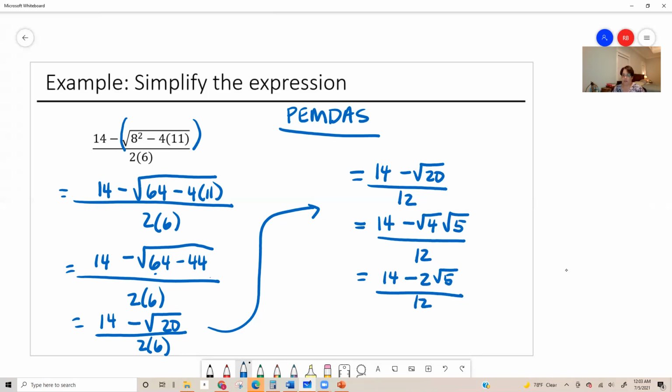All right, almost done. The only thing we have left is to look at our terms here, and if you have a greatest common factor, we need to divide it out. So the greatest common factor between 14, 2, and 12 is 2. So I'm going to divide every one of those by 2. So I'm going to get 7 minus, now 2 divided by 2 is 1. So I have the square root of 5, all divided by 12 divided by 2, which is 6. And that is finally your final answer. Okay, 7 minus the square root of 5 over 6.